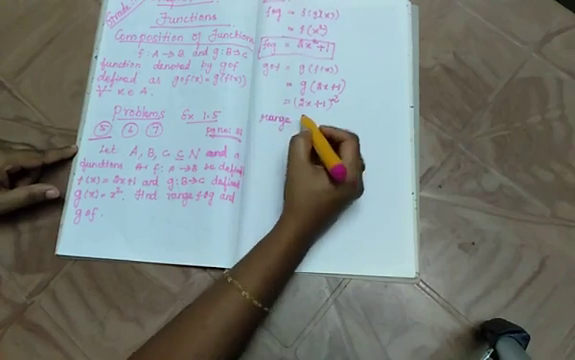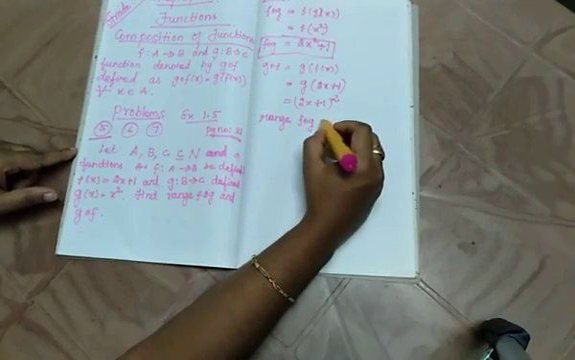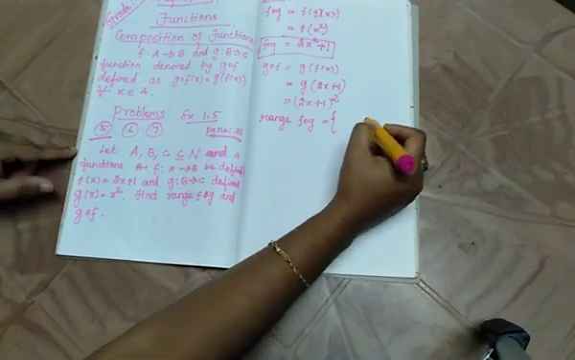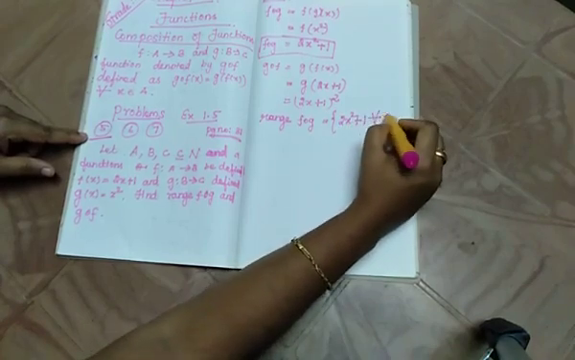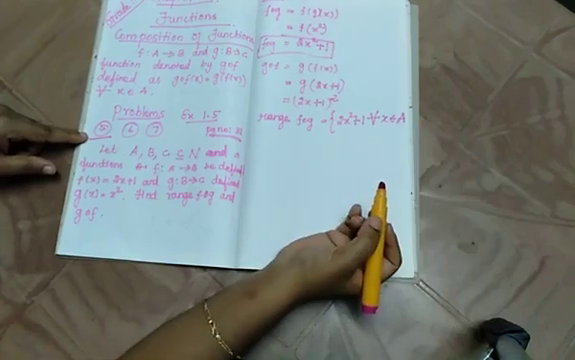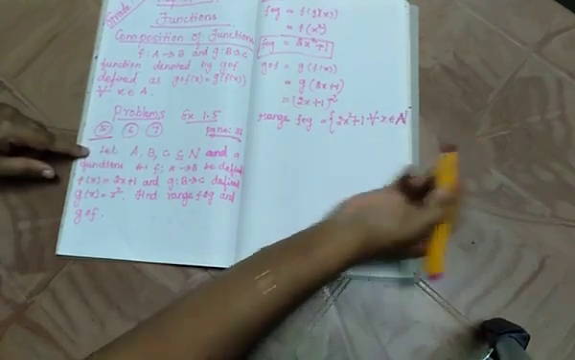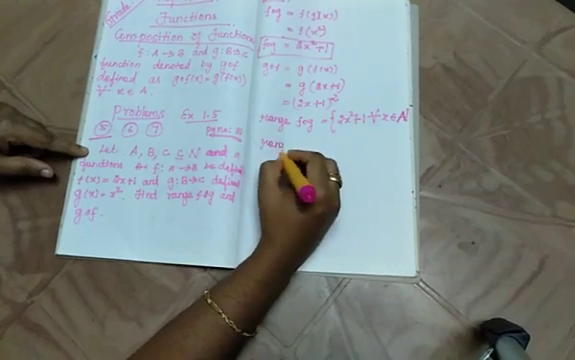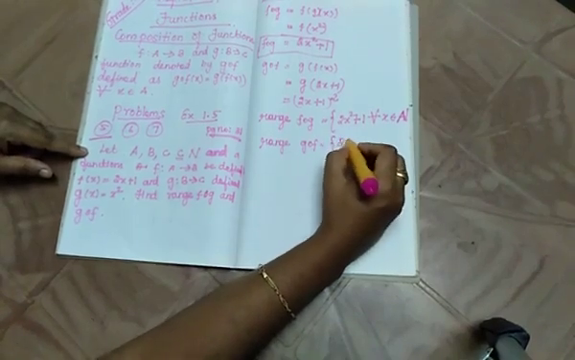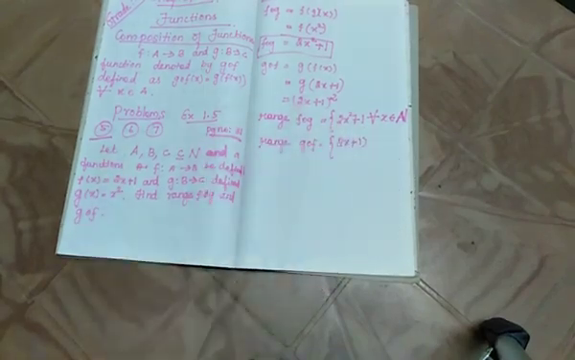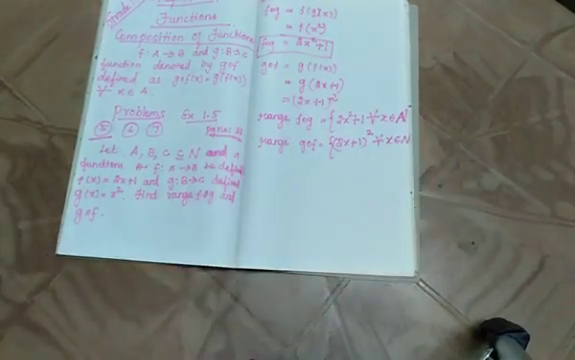Yeah, so they ask you to find the range of f of g, isn't that so? So the range of f of g is equal to, how can we write? 2x square plus 1, for all x belonging to capital N. And the range of g of f we needed, isn't that so? So what is g of f? It is 2x plus 1 the whole square, for all x belonging to capital N.